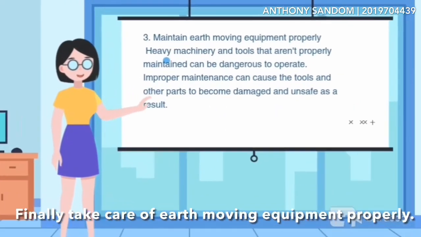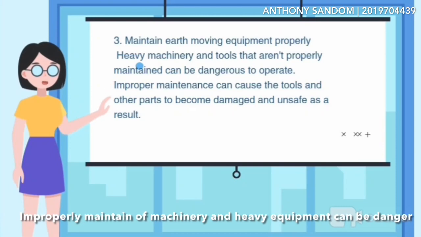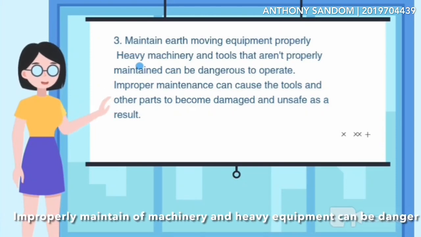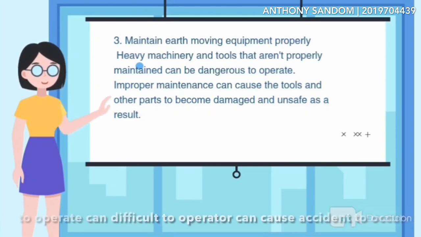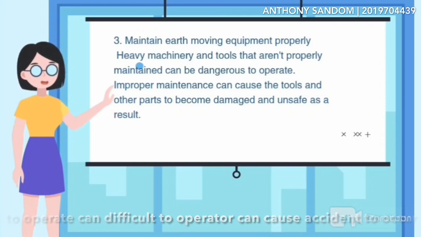Finally, take care of the earth-moving equipment properly. Improperly maintained machinery and heavy equipment can endanger its operator, as it can be difficult to operate and causes accidents to occur.